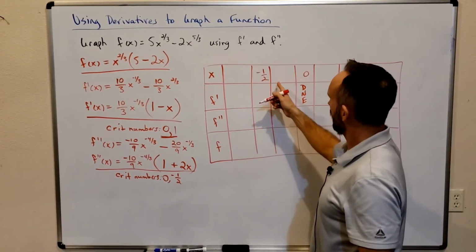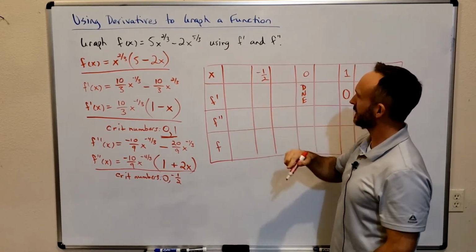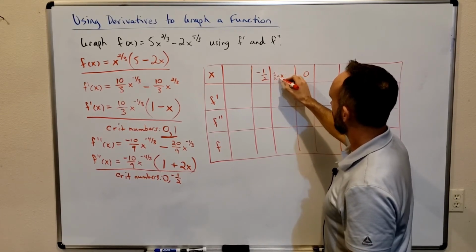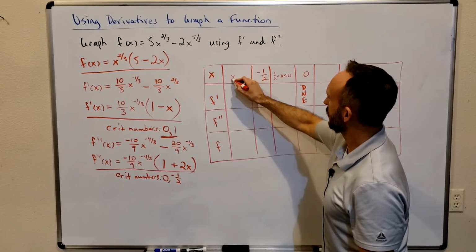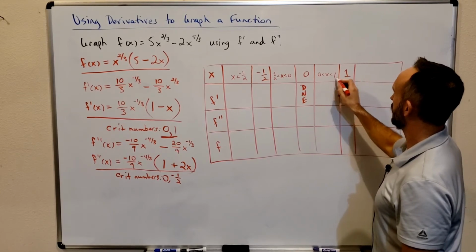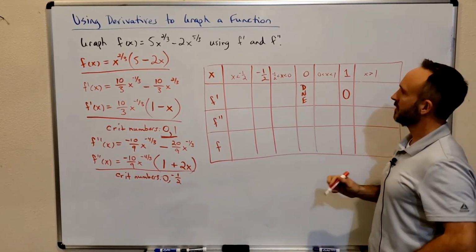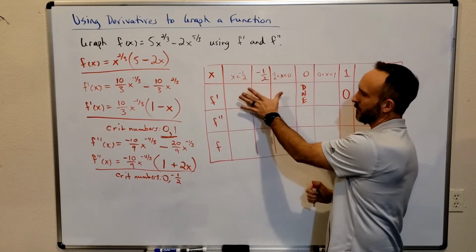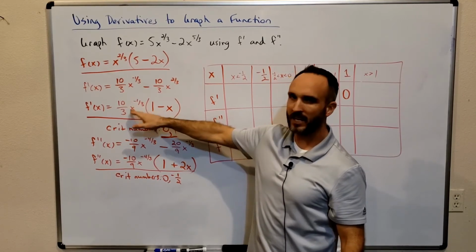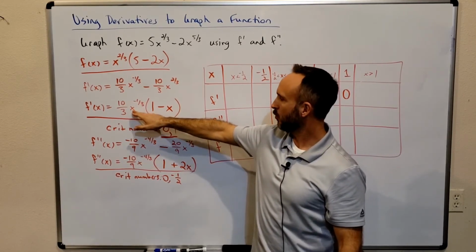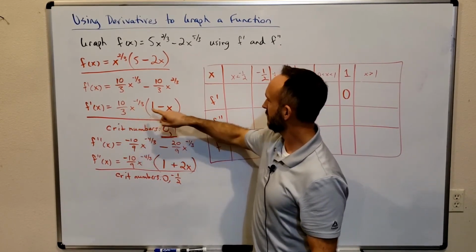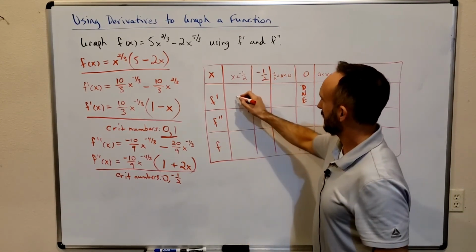So we can look at any numbers over here below 0, any x values below 0. And if we wanted, we could specify that these are the x values between negative 1/2 and 0. These are the x values less than negative 1/2. These are the x values between 0 and 1, and these are the x values bigger than 1. So if we look at any x value less than 0, and we plug it in over here, we're going to get a cube root of a negative number, which is negative, and 1 minus something less than 0 is positive. So we've got 10 thirds times a negative times a positive, so that means that's a negative.